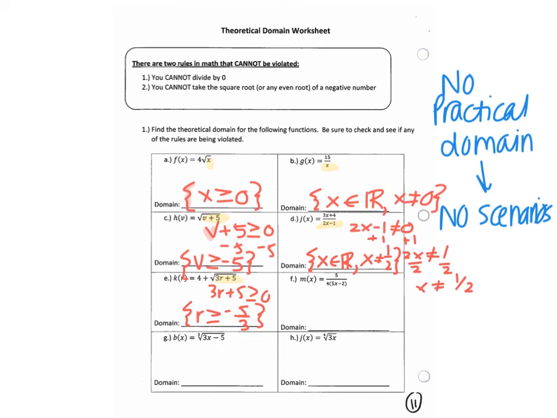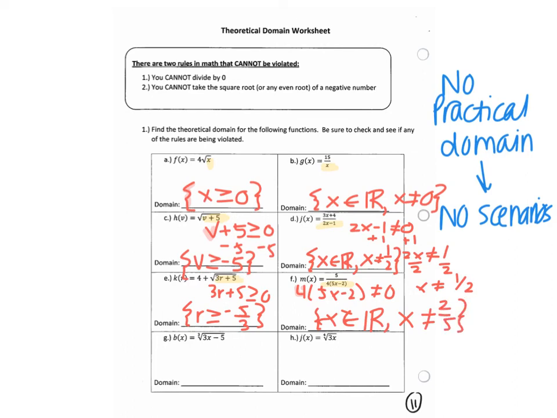For this next one, this has to be not equal to 0. So 4 times 5x minus 2 cannot equal 0. And if I solve that, I get that x can be anything. So it can be all real numbers. It just can't be 2/5.